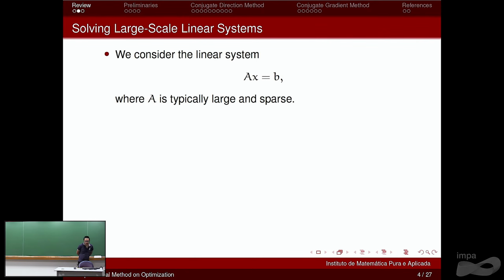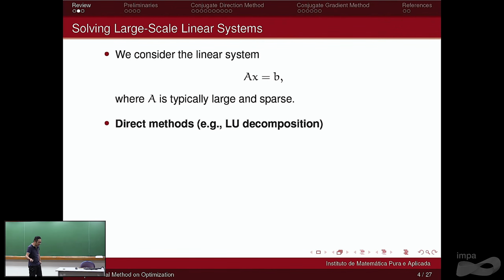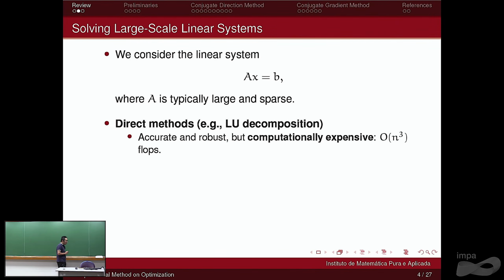First, let's review our problem. We want to solve the linear system, which is typically a large or sparse matrix. When the dimension of A is not so big, a smaller one, you can use a direct method like the LU decomposition, and you get the solution directly. It is accurate and robust, but the computation is very expensive. The complexity is O(n^3).